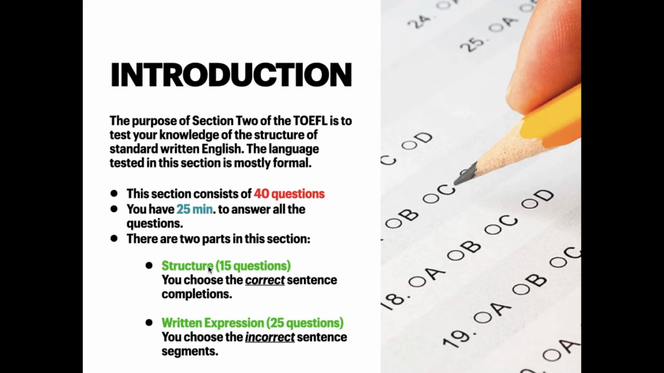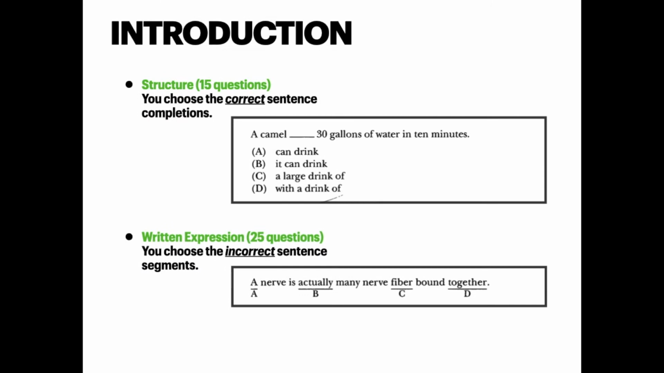The structure part has 15 questions, the written expression has 25 questions. In the structure part, you have to choose the correct sentence completion, and in the written expression part, you have to choose the incorrect sentence segments. I'm going to show you some examples.